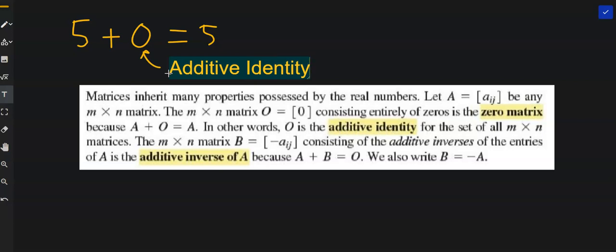Can you guess which number would be the multiplicative identity? What number can you multiply by and never change the value of the original number? 1. So, there's an additive identity and a multiplicative identity.